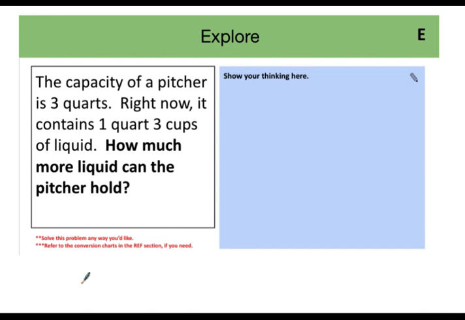So this was very similar to the question that we came up with. We need to find how much more liquid that pitcher can hold. We know it can hold 3 quarts. We know right now it just has that 1 quart and 3 cups. How much more can we fill it up? Go ahead and answer this question any way you choose. We'll go over a few different ways to solve this problem in a moment. Go ahead and solve. When you're ready, unpause.